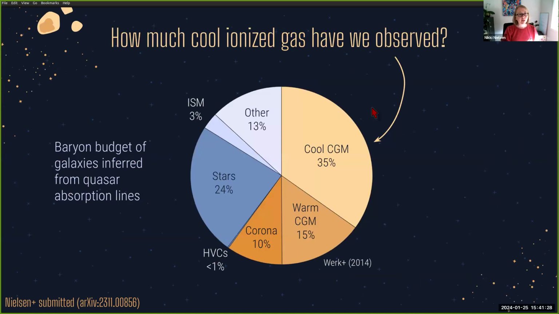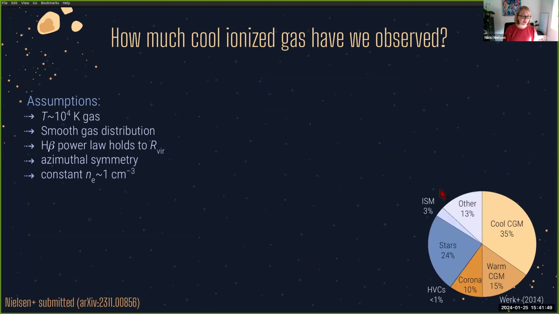All right, so given that we've seen all of this gas, can we make an estimate for the mass of this cool CGM from these observations? This is just a reminder of the baryon budget of galaxies inferred from quasar absorption lines, where we expect to find the cool CGM making up about 35% of the baryons. So we can make some assumptions. These assumptions all have problems, but we make them.